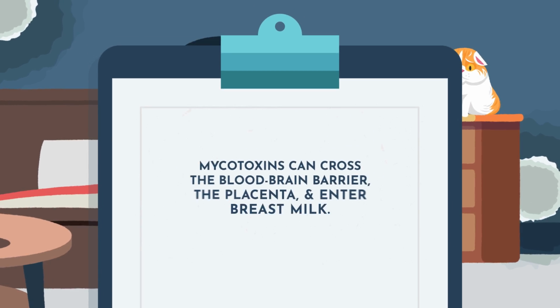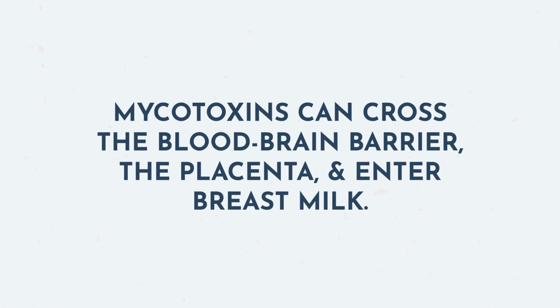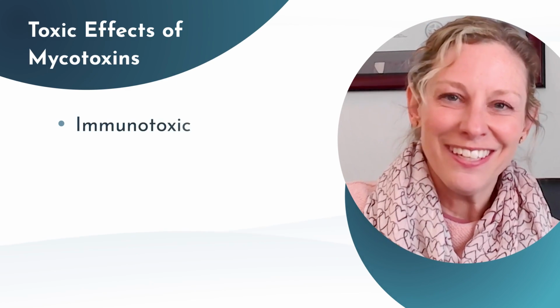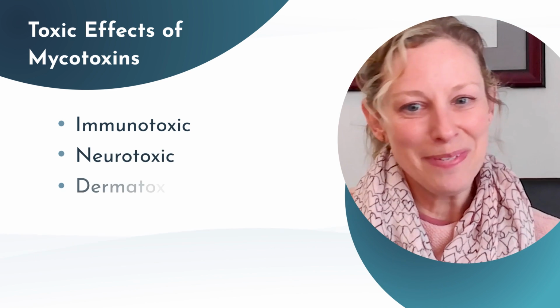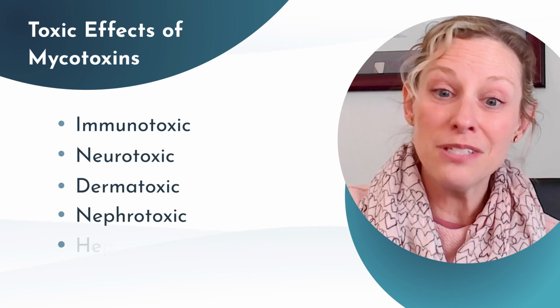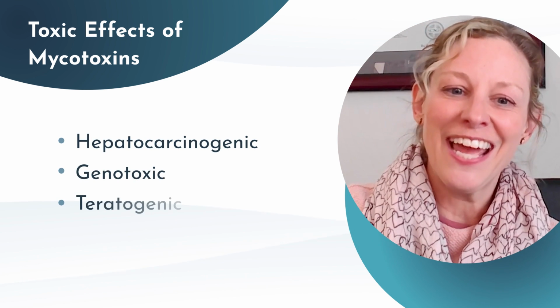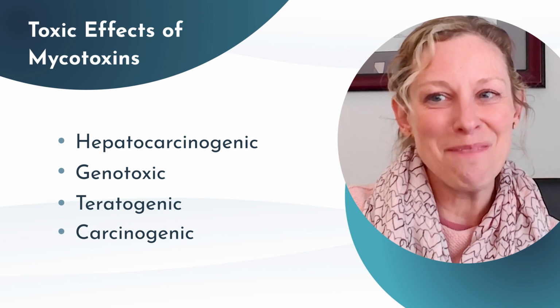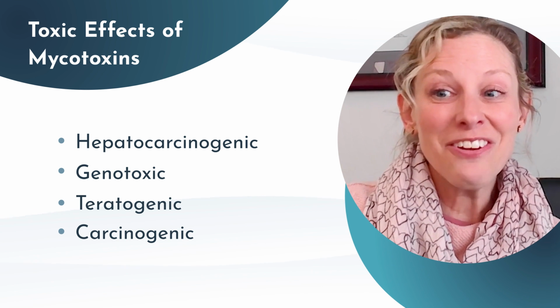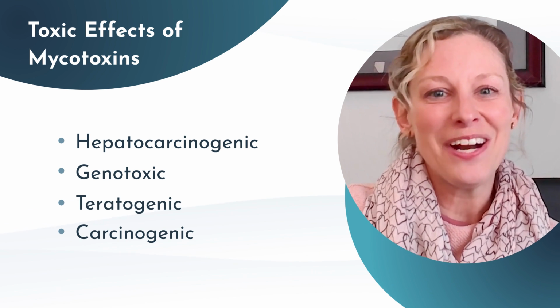Some mycotoxins cross the blood-brain barrier, some cross the placenta, some are even found in breast milk. Mycotoxins can create a lot of trouble in our bodies. Some examples of mycotoxin capabilities: they are immunotoxic, neurotoxic, dermatotoxic, nephrotoxic, hepatotoxic, hepatocarcinogenic, genotoxic, teratogenic, and carcinogenic. That is a mouthful, but they can create a lot of ruckus in our bodies.